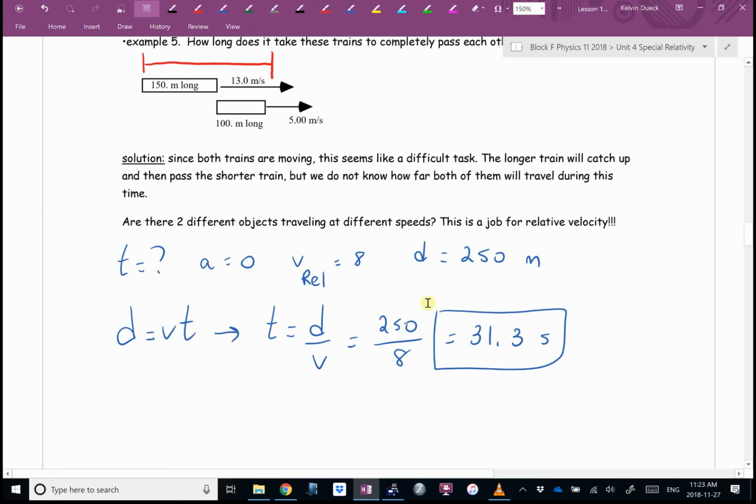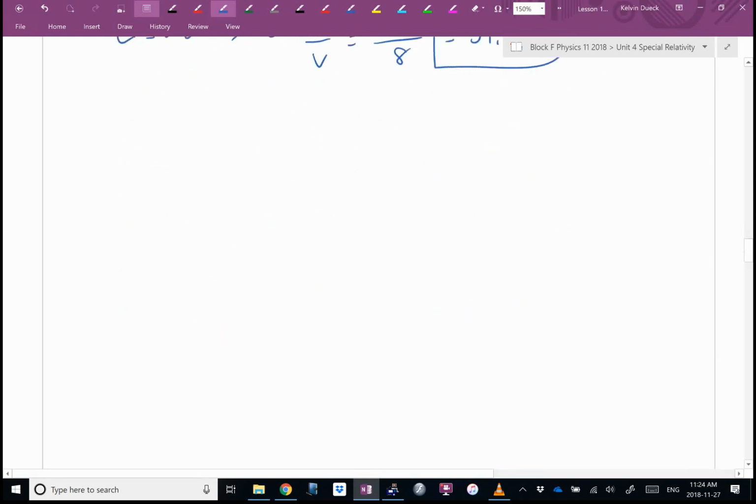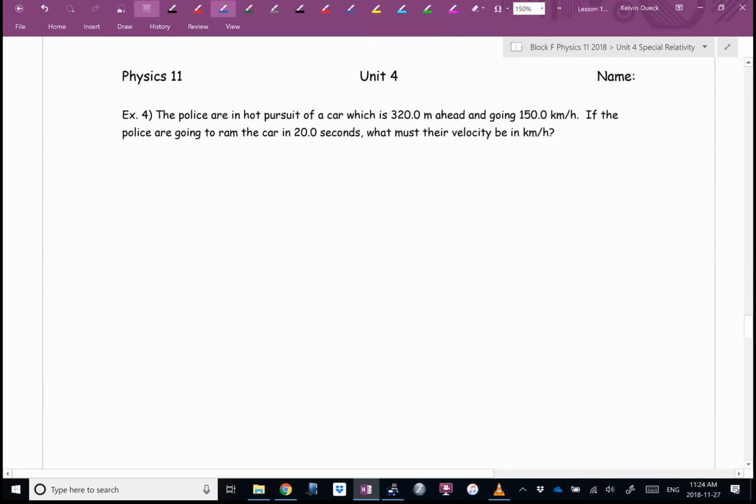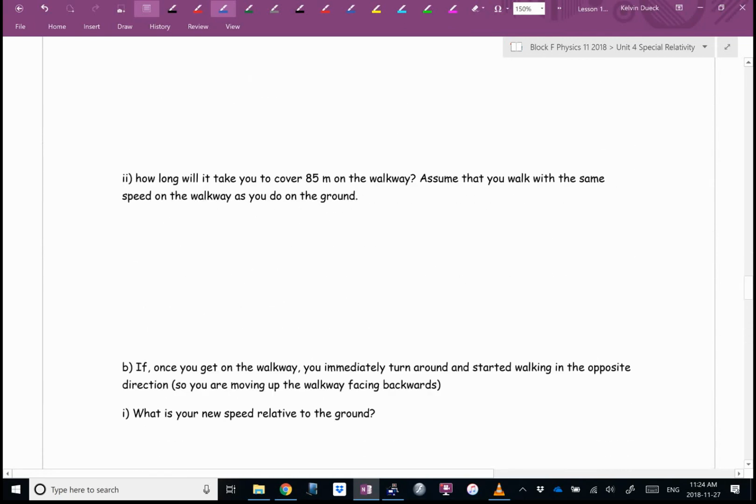Okay. Dakota, how do you know this is a job for relative velocity? Can you read me this sentence right here? If there's two different objects with different speeds, that's a job for relative speed or relative velocity. That's your trigger. And what will the acceleration be then? 0. Okay? A couple more, we're done. Yep, we're good.